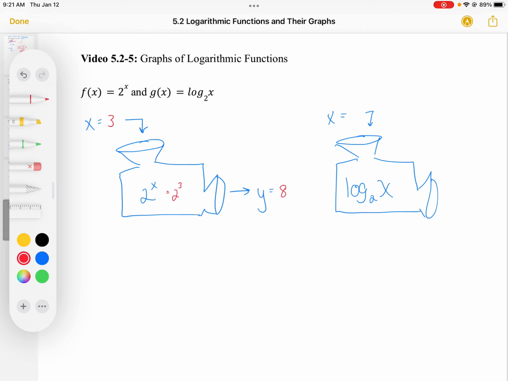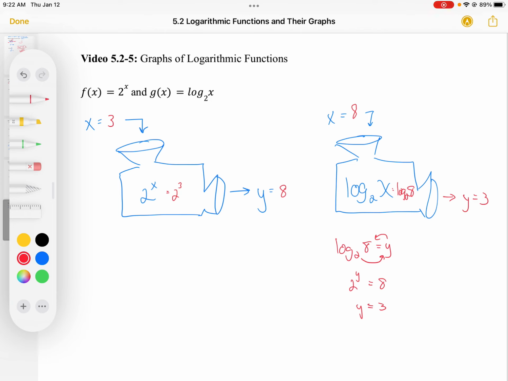Now, let's take the second function. This time, I am going to choose 8 as my input. I'm going to drop the 8 into this function. I get log base 2 of 8. And I can do the math right here. Log base 2 of 8, what does that equal? Well, that's 2 to the power of y is equal to 8. So 2 to what power is 8? Well, it's 3.